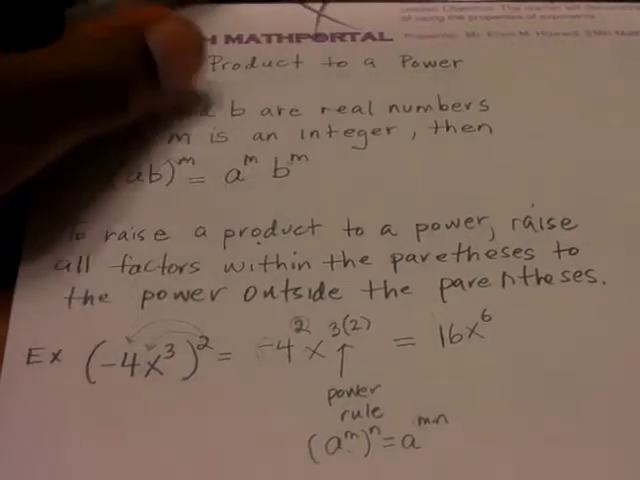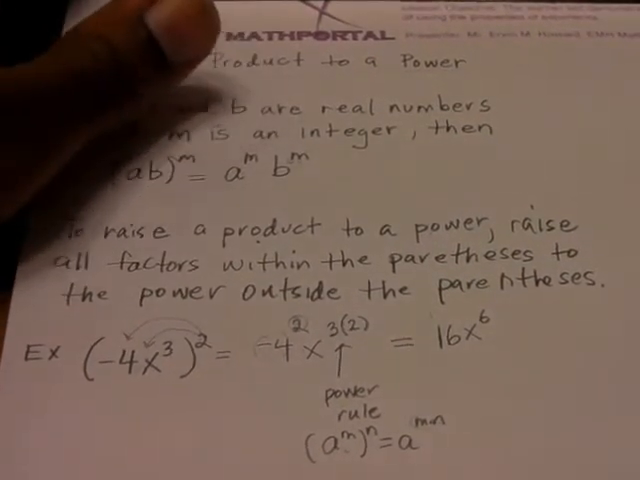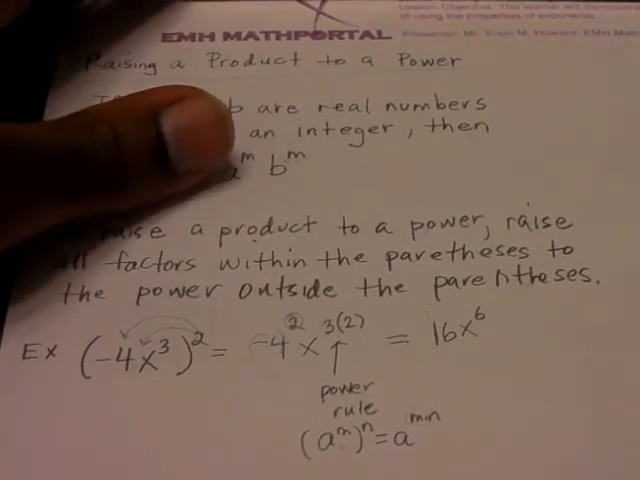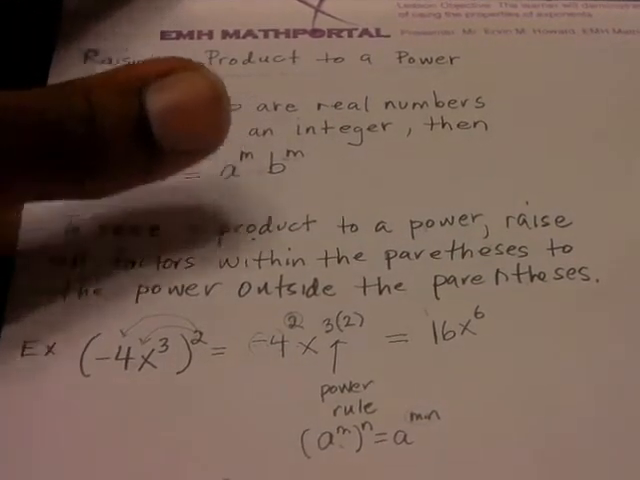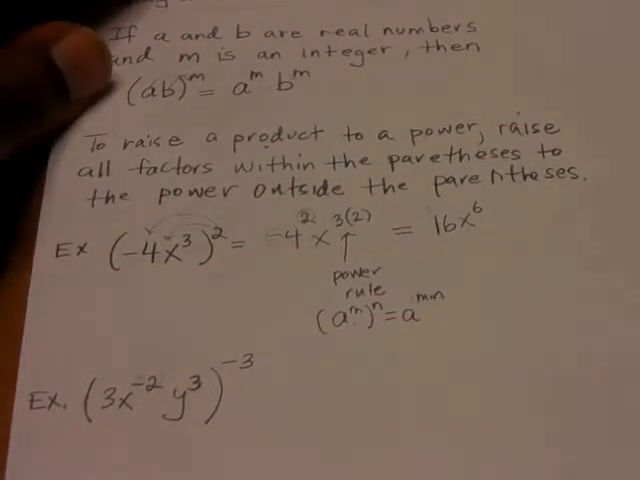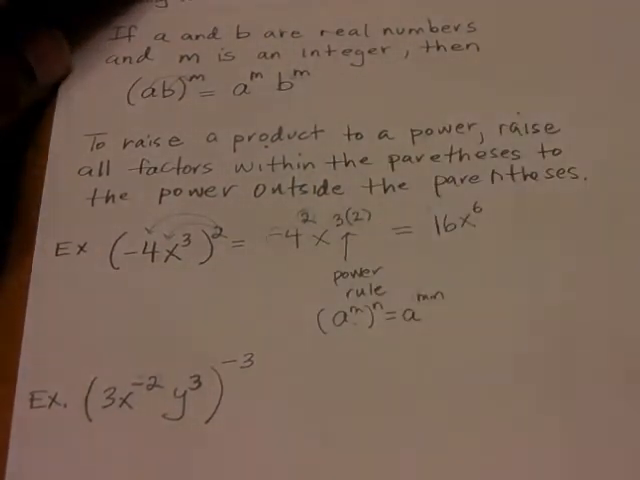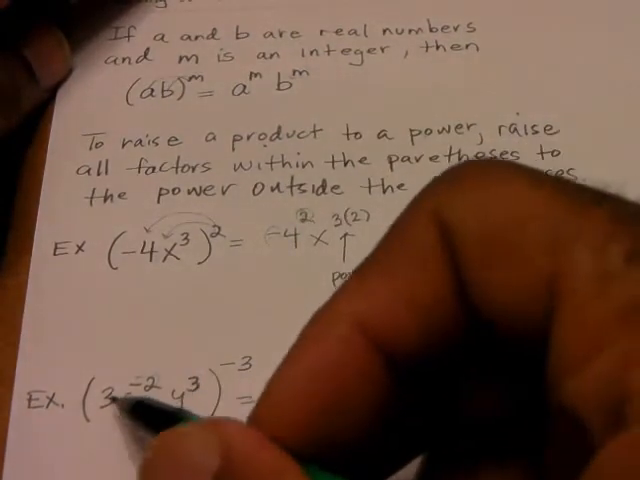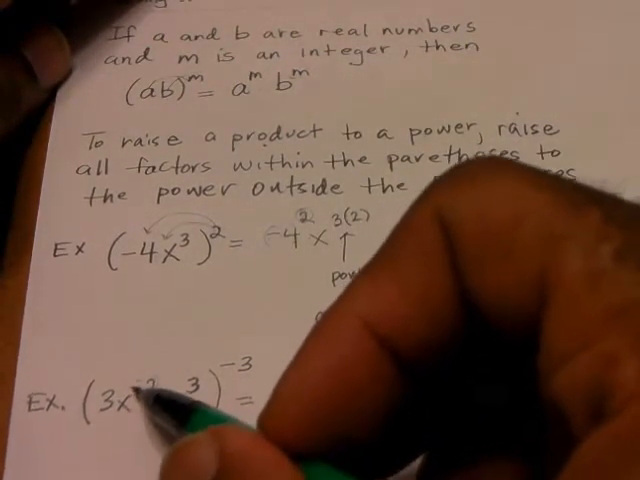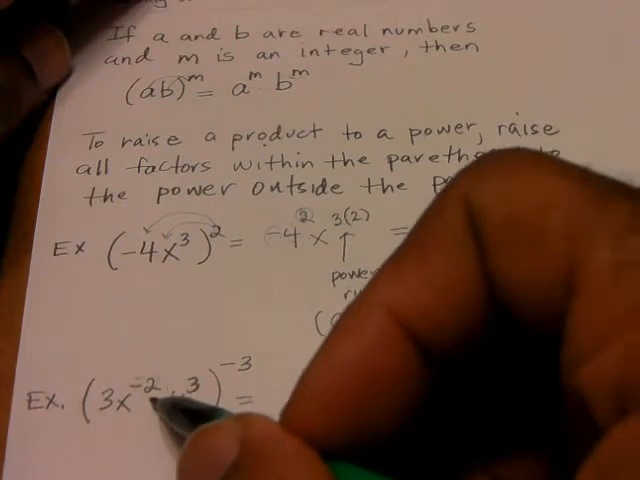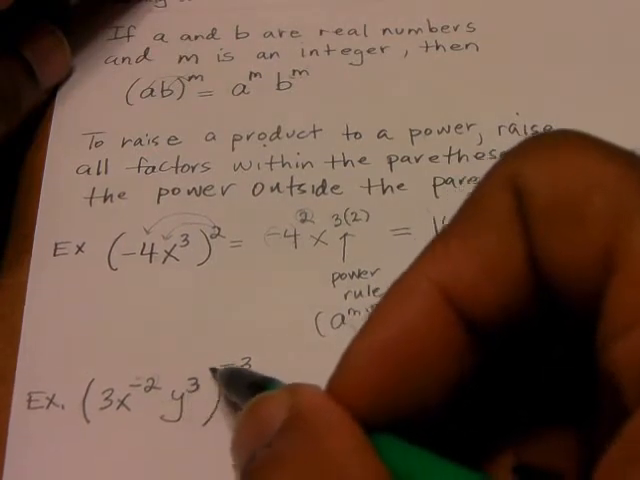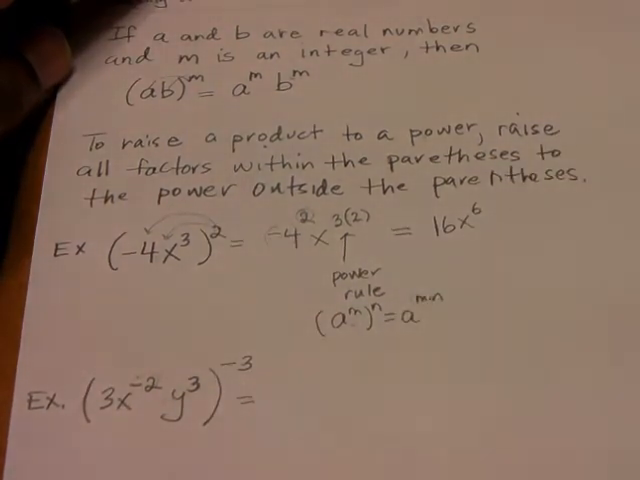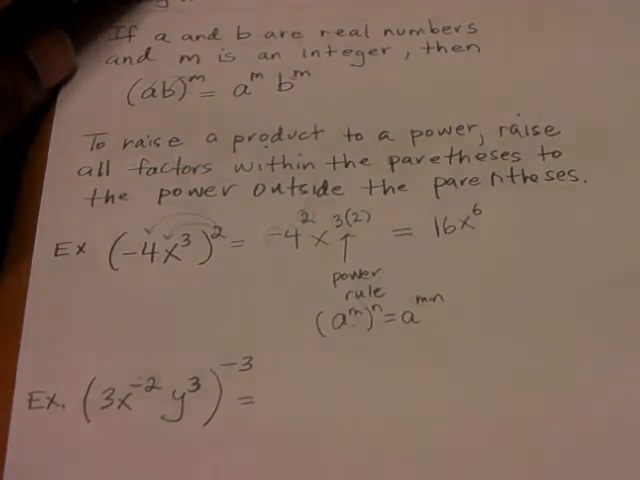Okay, let's try another one, and this is going to incorporate a combination of 3 properties, and we'll try to illustrate it on the paper with our formula writing. We have negative 3x raised to the power of negative 2 times y to the third, and everything is raised to the power of negative 3 outside, which is this exponent here.